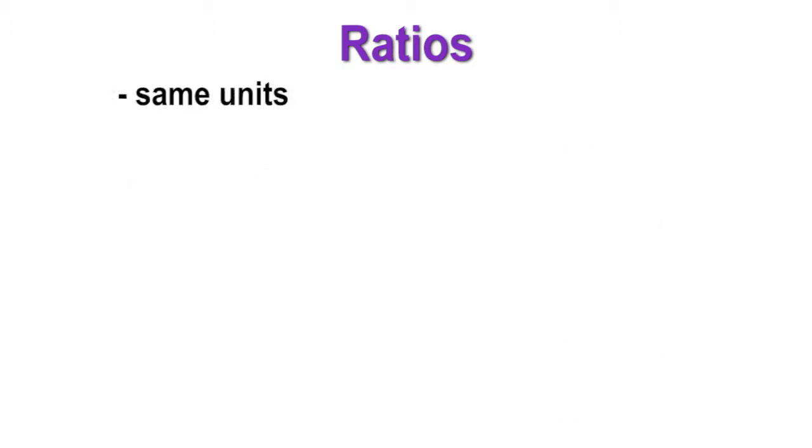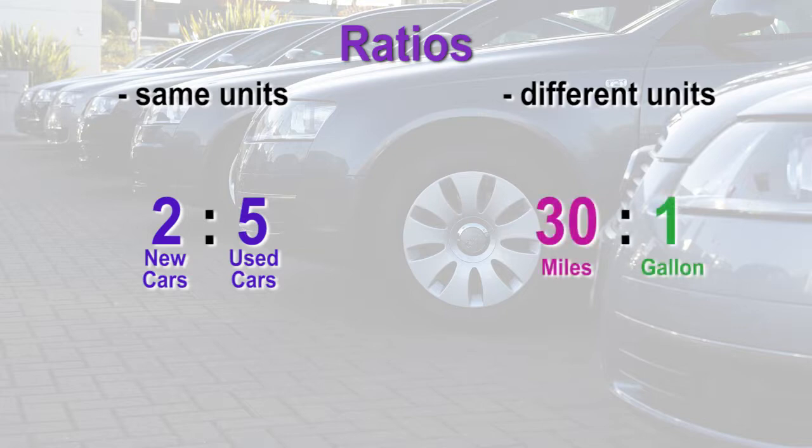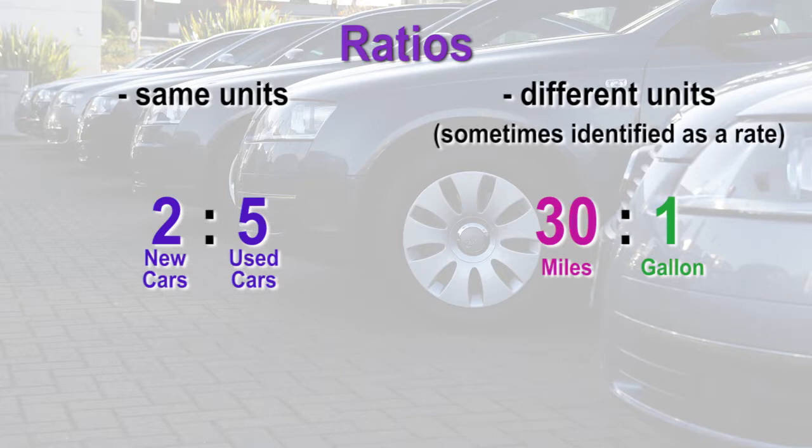Ratios can have the same units, such as comparing the number of new cars to used cars on a lot, or they can have different units, such as 30 miles per gallon. Some mathematicians identify a ratio with different units as a rate. However, the standards do not differentiate between comparisons with the same units or different units.